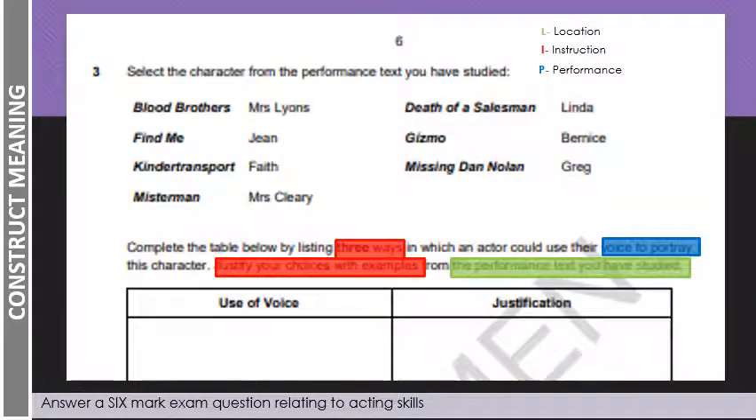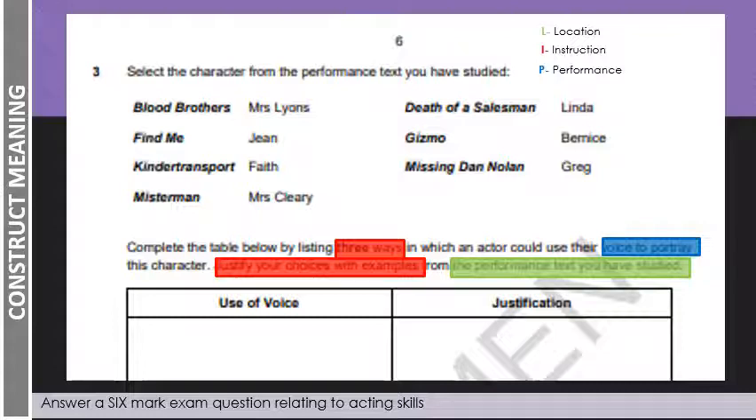So I'm not going to break down the question. We've done that plenty of times before. However, it's on screen so you can see. Now, the first thing you need to do in this situation is understand the question, right? I know I've got to talk about 3 ways that I have to use my voice. I can talk about any moment from the text as long as I justify it.